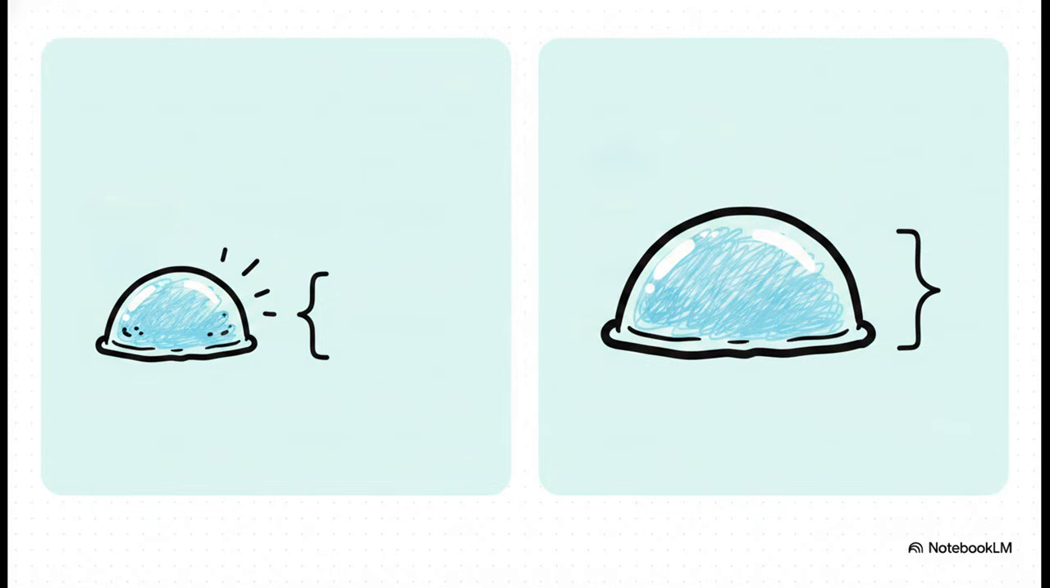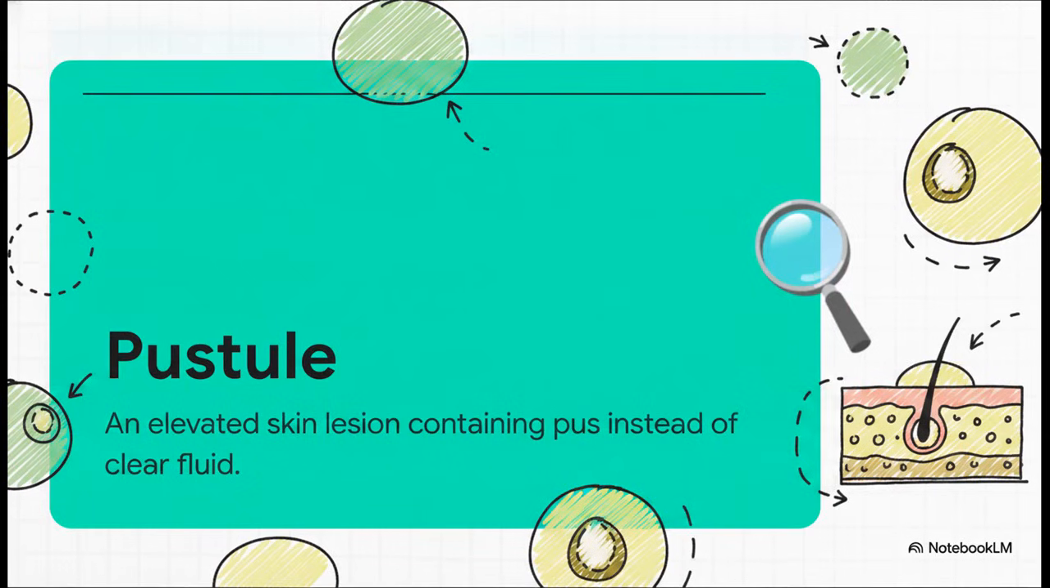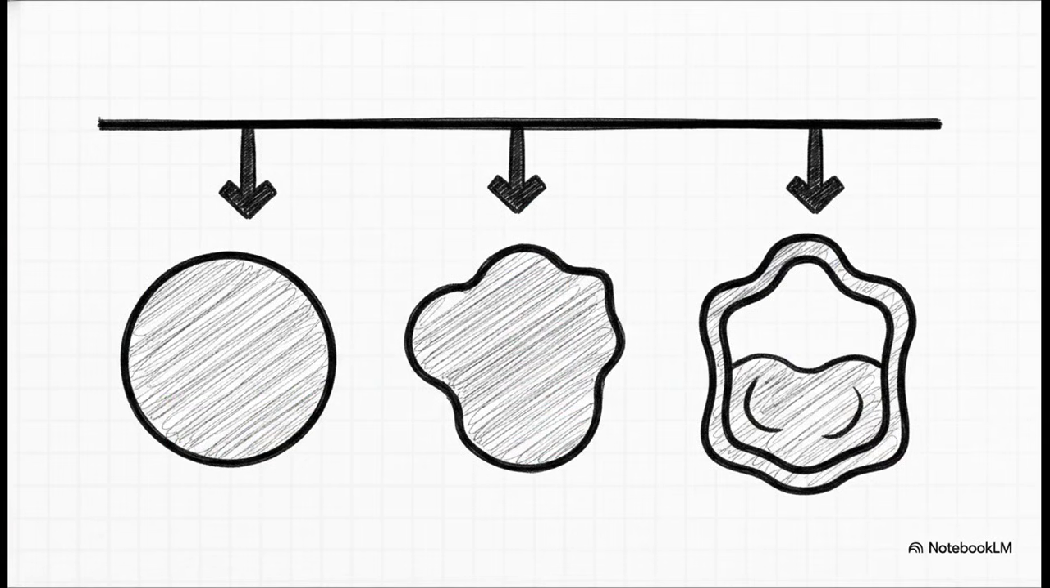A clear fluid bump under 5 millimeters is a vesicle. Bigger than that, it officially becomes a bulla. But hey, if that raised bump is filled with opaque pus instead of clear fluid, it's a pustule. Going deeper, we find solid encapsulated lumps hiding under the skin. We group these as tubercles, nodules, and cysts.